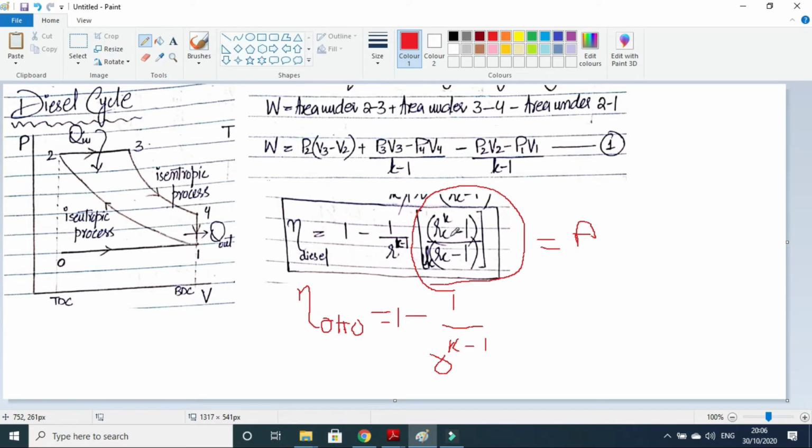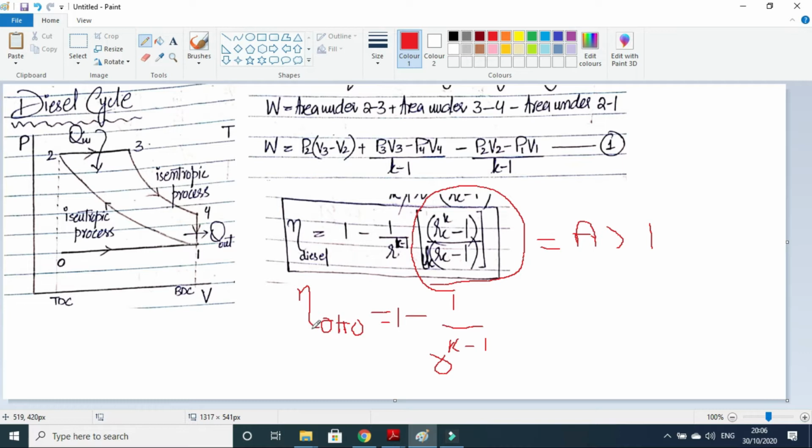So now factor a involves Rc, which is always positive and greater than 1. k is always positive and greater than 1. So this factor a will always be greater than 1. So what we are doing is multiplying a factor a, which is greater than 1, with 1 upon r to the power k minus 1. Then this net value will be subtracted from 1.